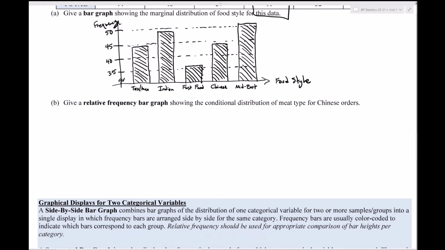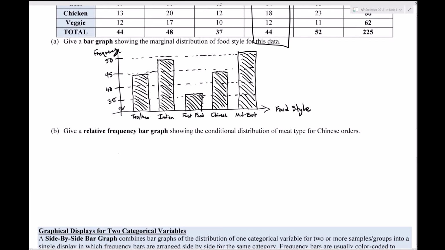So letter B, relative frequency bar graph showing the conditional distribution of meat type for Chinese orders. I'm going to start off with a bar graph with a y-axis and an x-axis. I don't think I need that long of an x-axis because meat type is limited to just 3 choices. So this is meat type, and there are 3 types.